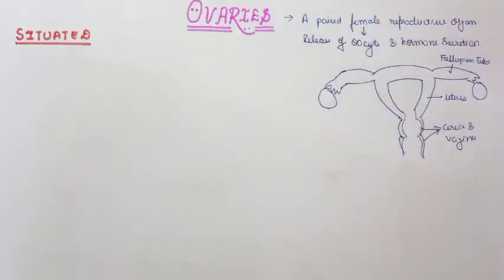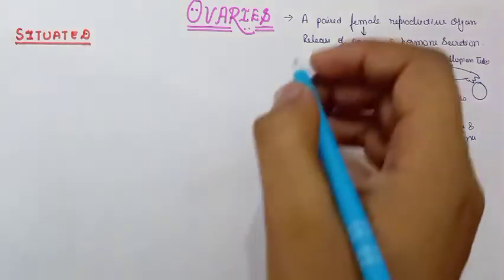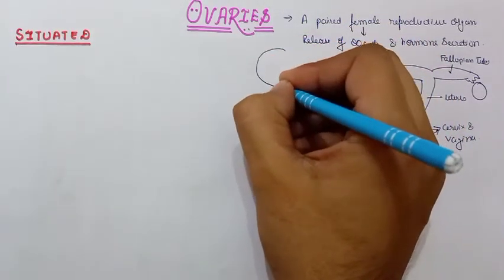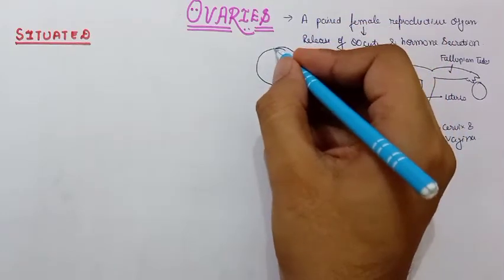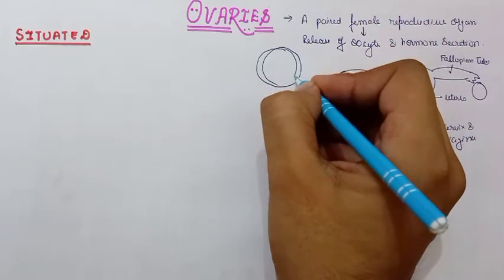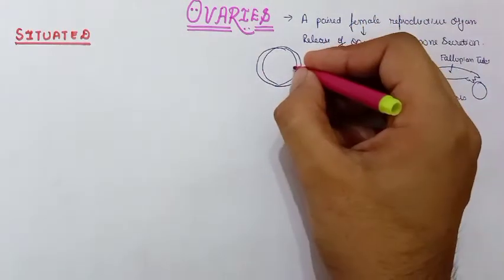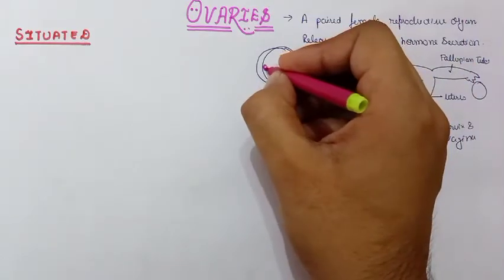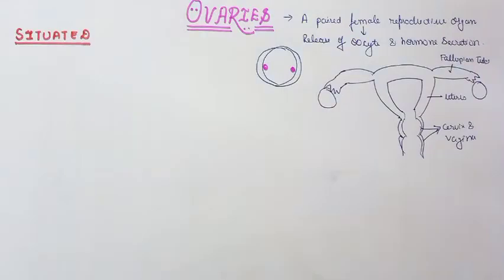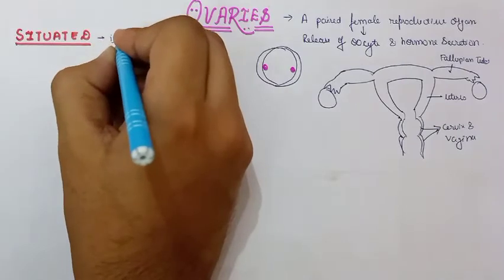So let us see what structures actually form the anterior and the posterior boundaries of the ovarian fossa. For this, we will be drawing a diagram. But first, let us orient ourselves to the actual location of the ovaries. Suppose this is the cross section of the pelvis, and along the sides there are the lateral pelvic walls. So ovaries are situated on the lateral pelvic wall. A pair of ovaries are situated on the lateral pelvic wall and in the ovarian fossa.